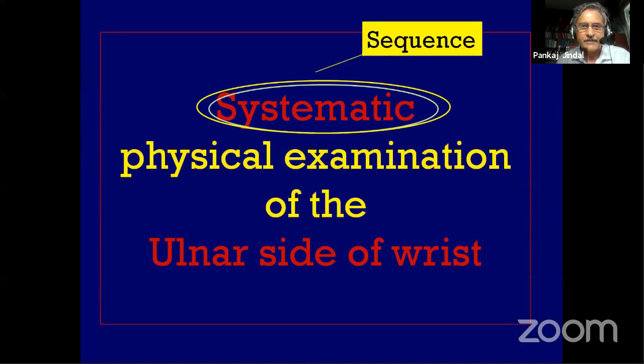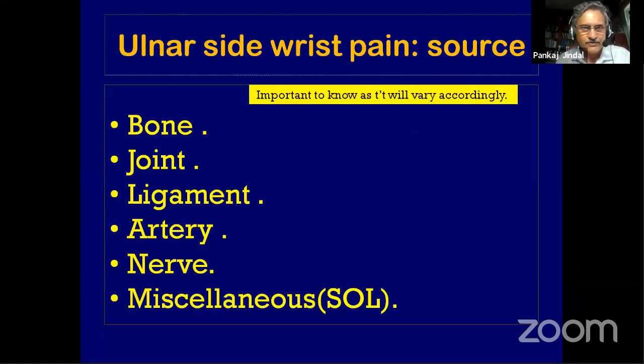And what is meant by systematic? By systematic, I mean you have to follow a certain sequence. So to start with, what is the source of pain? The pain can come from bone. It can come from the joint.